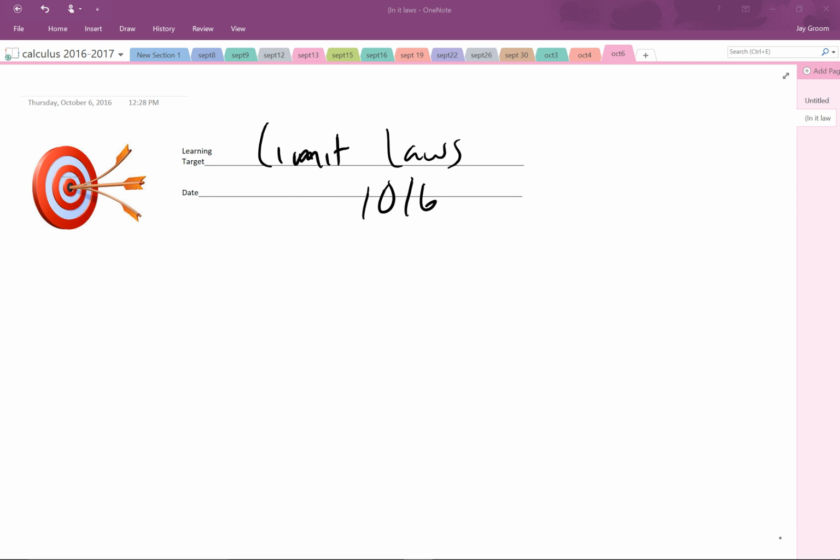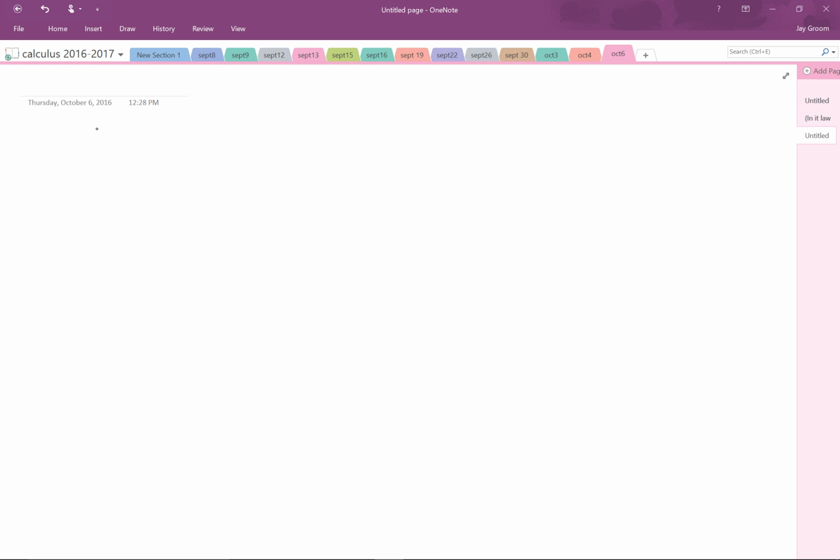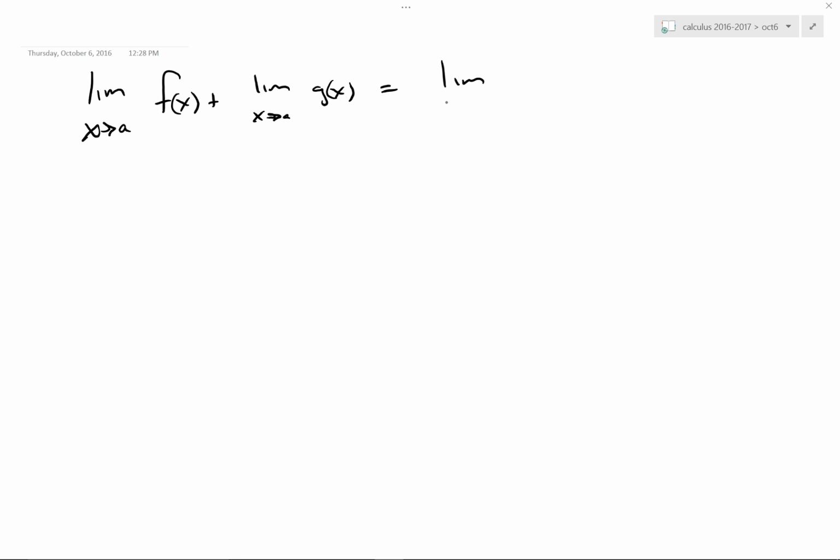Indeed. So we wrote a few of them up the other day, but we did not in any way get them all. Let's talk about them. Here's one of them, friends. The limit as x approaches some value a, it makes no difference what a is, of f of x plus the limit as x approaches a of g of x is equal to the limit, of course, as x approaches a of the sum.